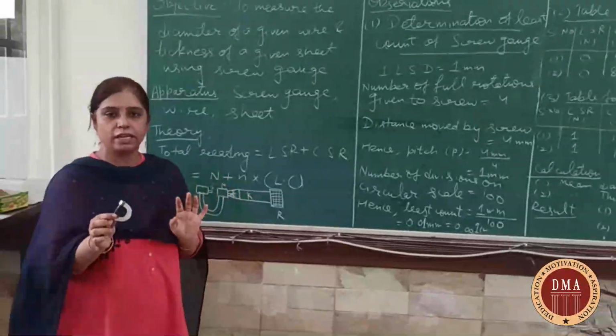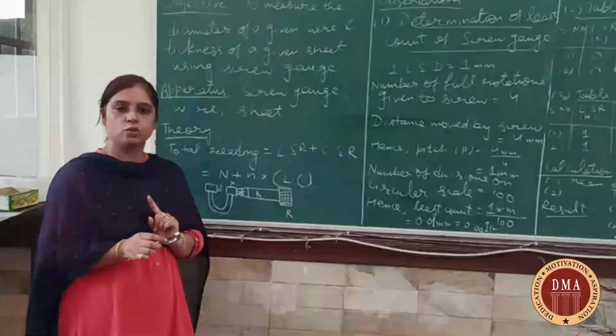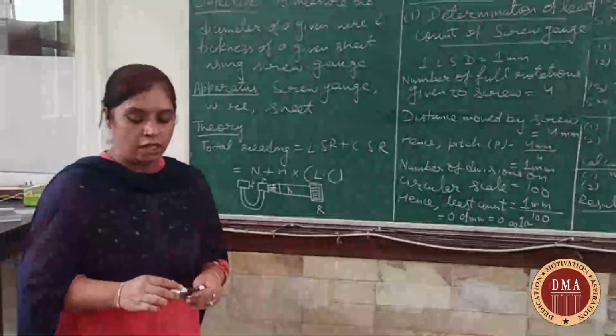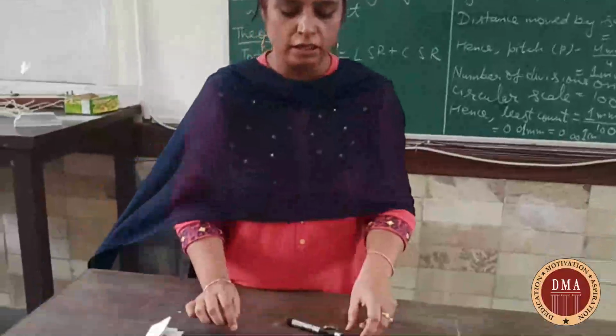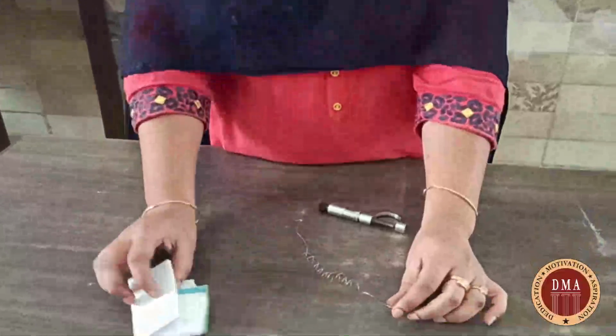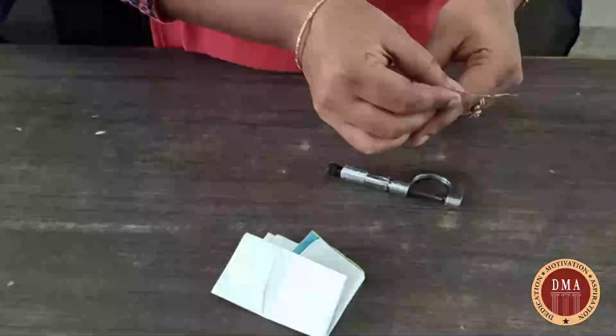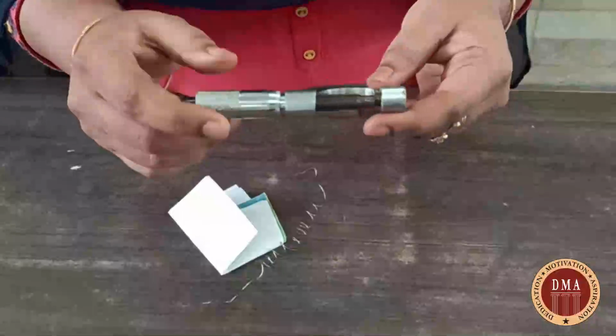Earlier we had used the vernier caliper for the measurement. This time we are using a second instrument, that is called the screw gauge. What we have to do is, I have a wire whose diameter is to be determined, and this is a paper sheet whose thickness is to be obtained from this screw gauge. So first, just have a look at this instrument.